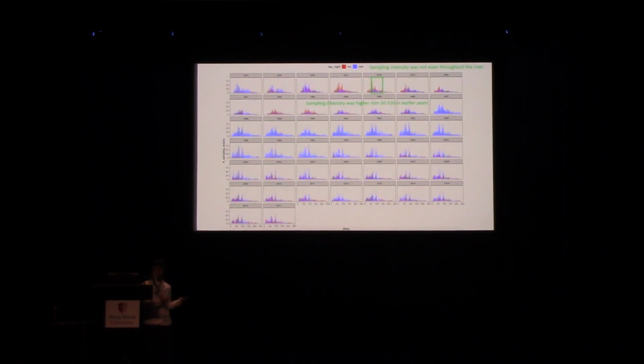This graph is showing the sampling intensity over space. The x-axis is river kilometer, and the y-axis is number of sampling events. Even though the survey sampled throughout the river from the Battery to Albany, the sampling intensity was not even over the river. In early years, the sampling intensity was higher between river kilometer 50 and 150.